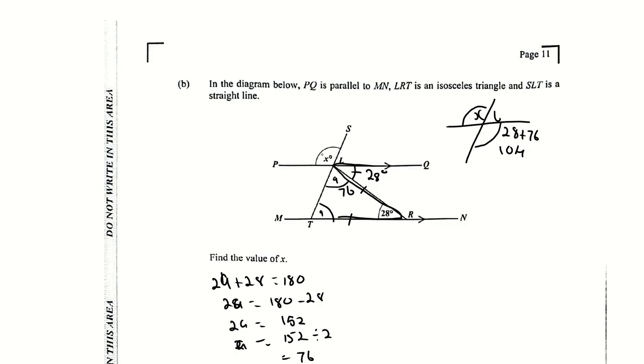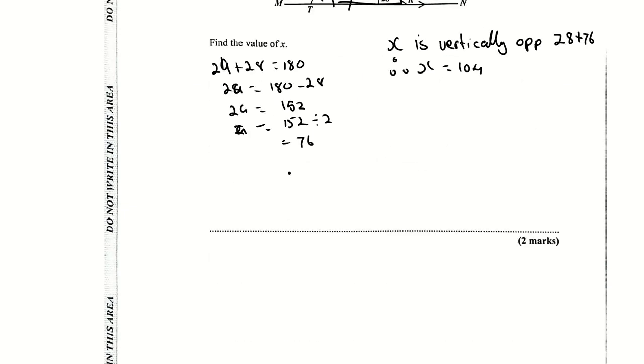So angle x is vertically opposite 28 plus 76. Therefore, x is equal to 104. Why? Because vertically opposite angles are equal to each other. Do we understand this so far, guys? Anybody confused? And that is it for this question right here.